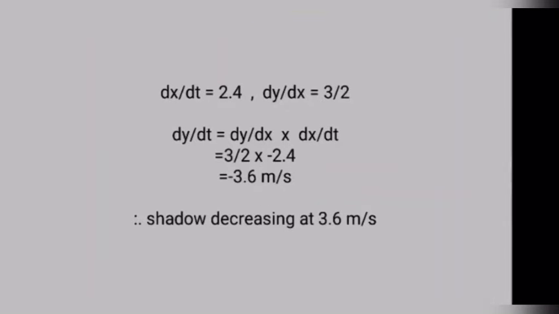Okay, so for the equation, we got dx over dt, which is 2.4, and dy over dx, which is 3 over 2. So we need to find dy over dt, which will be dy over dx multiplied by dx over dt, which is equal to 3 over 2 multiplied by negative 2.4. It will be negative 2.4 because the distance is decreasing. So after the multiplication is done, the answer will be negative 3.6 meters per second. So the shadow is decreasing at 3.6 meters per second.